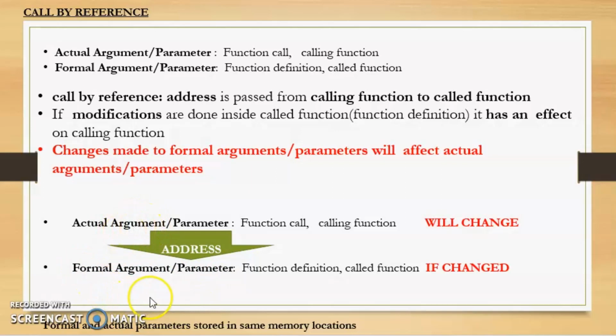So the difference between call by value and call by reference is that in call by value, we are passing the copy of the variable. As a result, if any change is done to the formal parameters, then it won't affect the actual parameters. Whereas in call by reference, we are passing the address of the variable. So if any changes are done to the formal parameters, then automatically it will change the actual parameters.